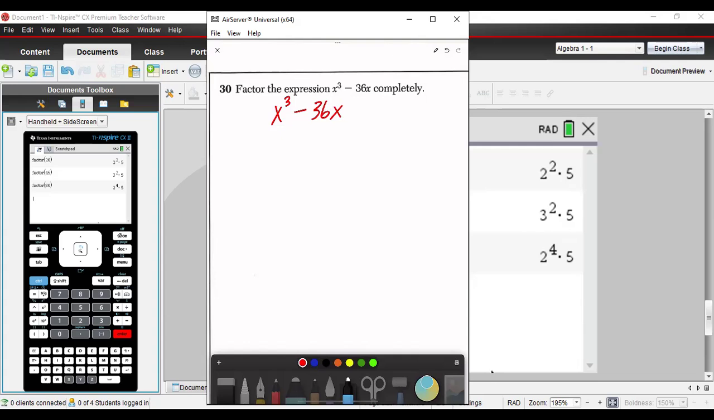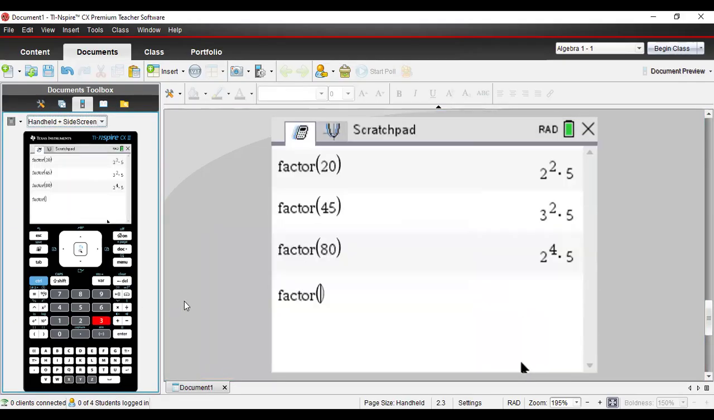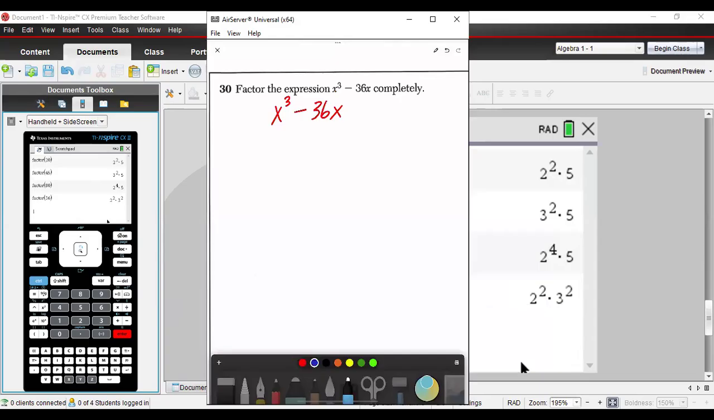Now, I got to do menu 23 on 36. I know that's a perfect square, but I'm going to show you anyway. Menu 23, and then I'm going to put 36 in there. Boom, done. And now there you have it. Now what I'm going to do is I am going to expand these out. X times x times x. There's 3 x's multiplied together. Minus, we've got 2 times 2 times 3, and then we got an x.